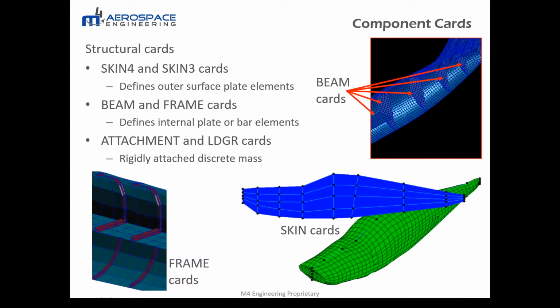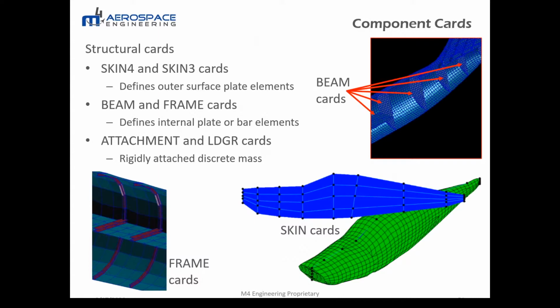Beam and frame cards are used to define internal plate and bar elements. Beam elements are defined as a line between 2 points, which translates to a projection of plate elements through the model, and an example of that is shown in the upper right. Frame cards translate to bar elements for the model. They can be defined a number of ways, and that's shown in the bottom left.